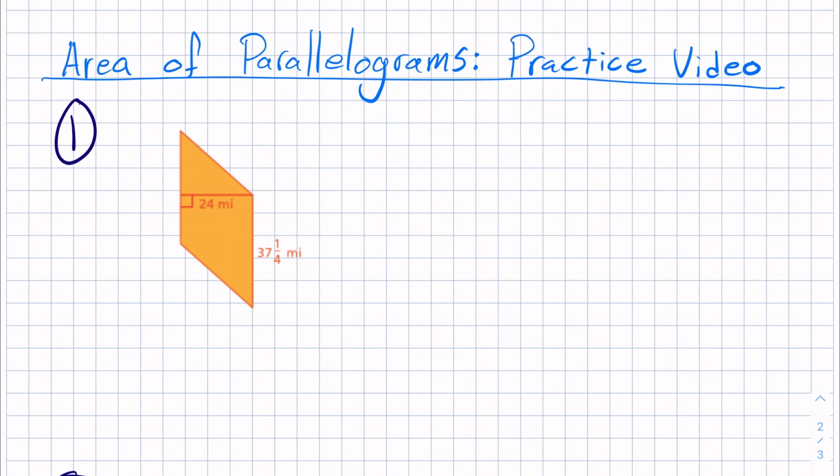So number one here, we have a parallelogram, and remember that the area for a parallelogram is the base times the height. So I have here a base of 37 1/4, so that's 37 1/4 times 24 as my height. That might be a little bit confusing because over here 37 1/4 is on the side, but I called that the base, and 24 is going horizontally like that, and I called it the height.